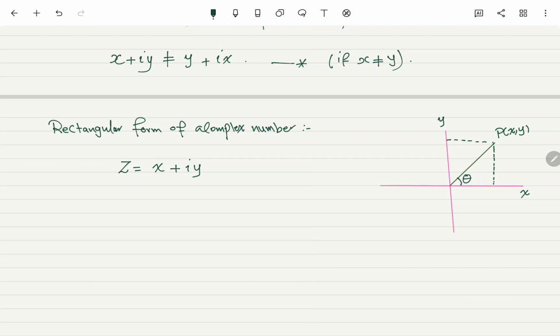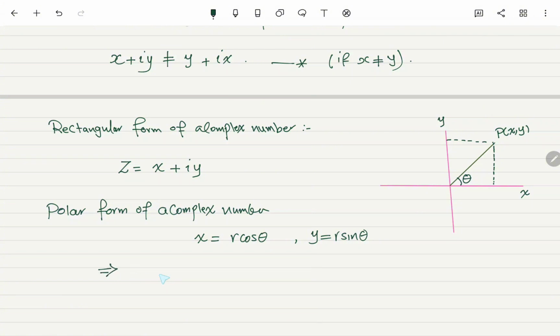Now, the polar form of a complex number. The intercept with the x-axis, so x in this case is equal to r cosine theta, and y in this case is equal to r sine theta. Therefore, z is equal to r cosine theta plus i sine theta.